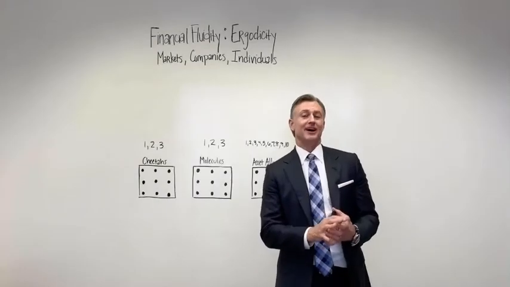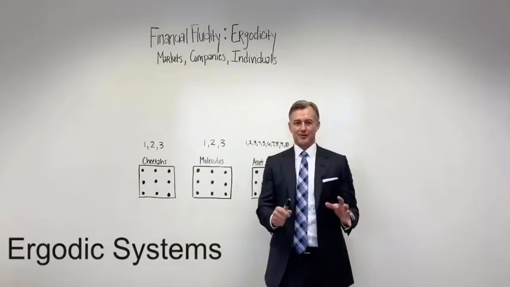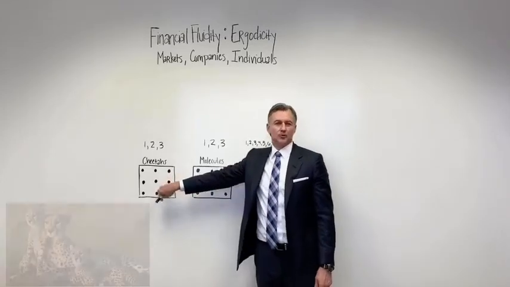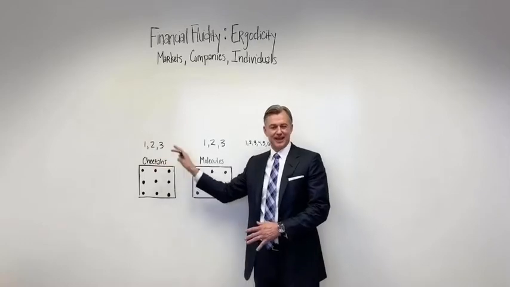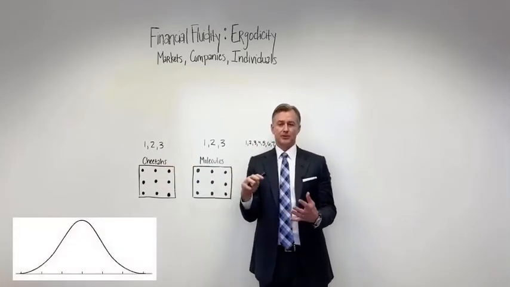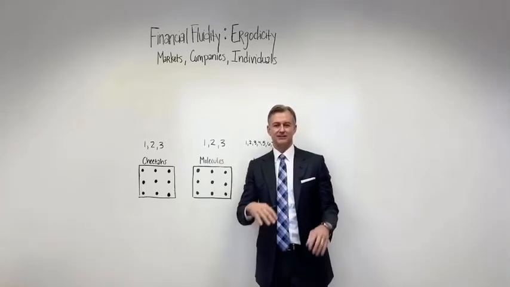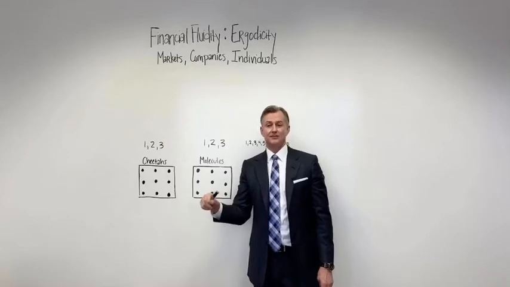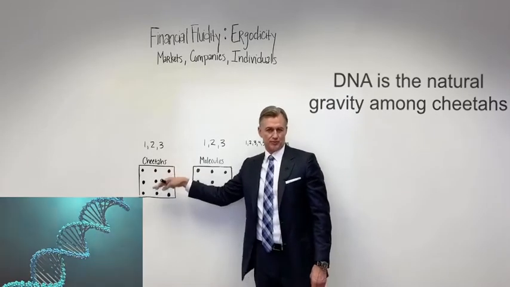Good afternoon. We're going to pick up where we left off, talking about ergodic systems. If you remember last time, we talked about a grouping of cheetahs and how they could be slow, fast, or super fast, and how that probably had this absorption barrier due to a bell curve. Bell curves are usually built around natural gravity, a natural pulling down of the ends of the data, right? So DNA is the natural gravity among cheetahs. Slow cheetahs don't become super fast cheetahs.